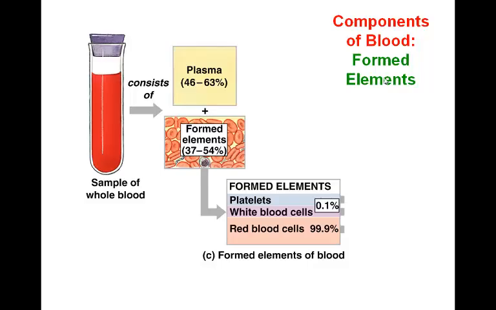Okay, the next thing we are going to talk about are the formed elements of blood. So now we're leaving blood plasma and we're going to talk about the formed elements of blood. So that basically is the cells of blood. So when we look down here, we see that the formed elements of blood are composed of platelets, white blood cells, and red blood cells. And by far, most of these are the red blood cells. 99.9% of your formed elements in your blood are the red blood cells. So around 0.1%, not even 1%, of your formed elements are the white blood cells and platelets.